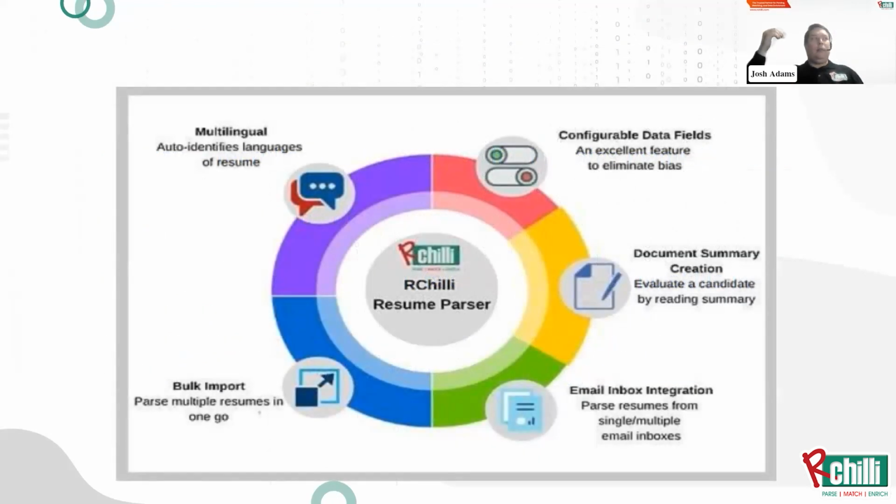When it comes to resume parsing, number one, not everybody speaks English. The ability to parse in any language is important. As I was saying before, configurable data fields, the ability to show or not show different aspects of the resume, depending if you're focusing on non-biased hiring. Another aspect of resume parsing, and there are several parsers doing this, is templatization of resumes.